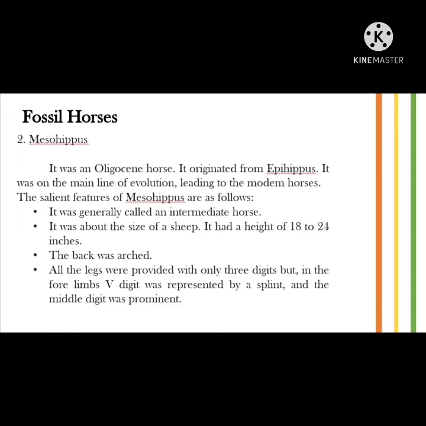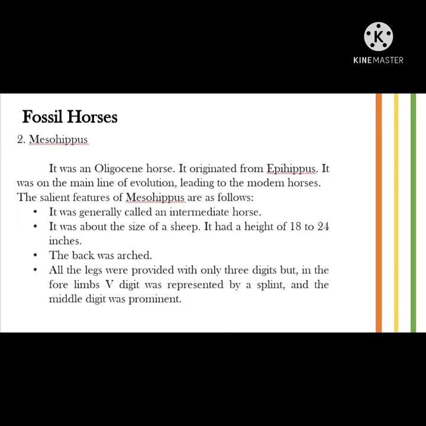Then the Mesohippus, which was an Oligocene horse. It was on the main line of evolution leading to the modern horses. Mesohippus was generally called an intermediate horse. It was about the size of a sheep. The back was still arched. All the legs were provided with only 3 digits, but in the forelimb, the fifth digit was represented by a splint and the middle was prominent.